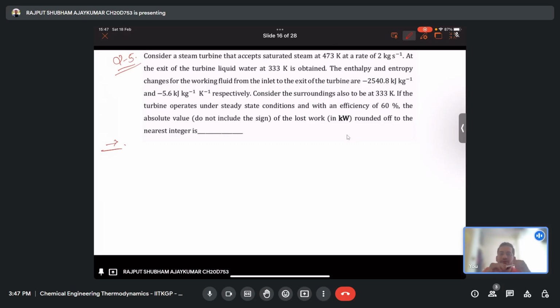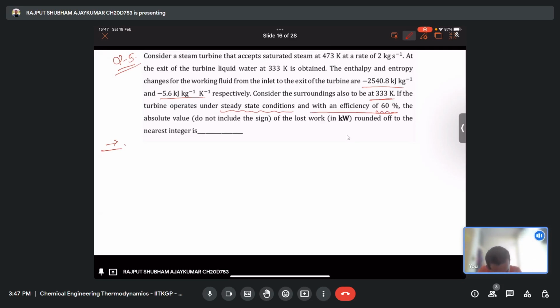The enthalpy and entropy changes for the working fluid from the inlet to the exit of the turbine are given: this is the enthalpy change, this is the entropy change. Consider the surroundings to be also at 333 Kelvin. The turbine operates at steady state, so this is one condition, that there is constant time. The efficiency is given as 60%, so this is eta. The absolute value of the lost work, not the work done, is what we have to find, to the nearest value.